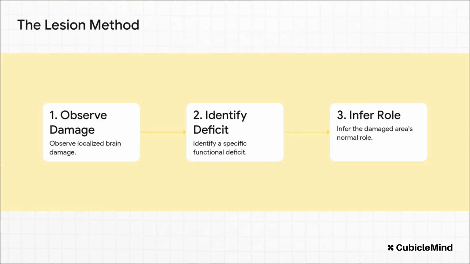So, the logic breaks down into these three simple steps. First, you observe that a specific, localized area of the brain is damaged. Step one. Then, you identify a very specific problem the person now has, like they can't speak in coherent sentences anymore. Step two. From that, you can infer that the normal job of that damaged area is, well, to help us speak coherently. It's elegant, powerful detective work, right?